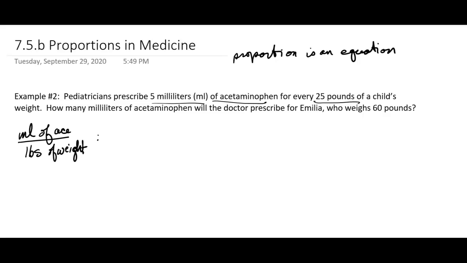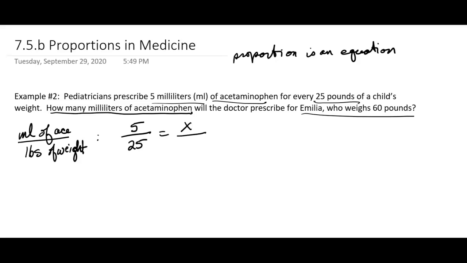Now, in a proportion, they're going to have to give us one of the cases. So we know for 5 milliliters, it's 25 pounds of weight. So for every 25 pounds that a child weighs, 5 milliliters of acetaminophen. I'm not even sure how to say that. Okay, now comes the question. How many milliliters will the doctor prescribe for Amelia, who weighs 60 pounds? We don't know the milliliters, so I'm going to put an X because the numerator is milliliters right now.